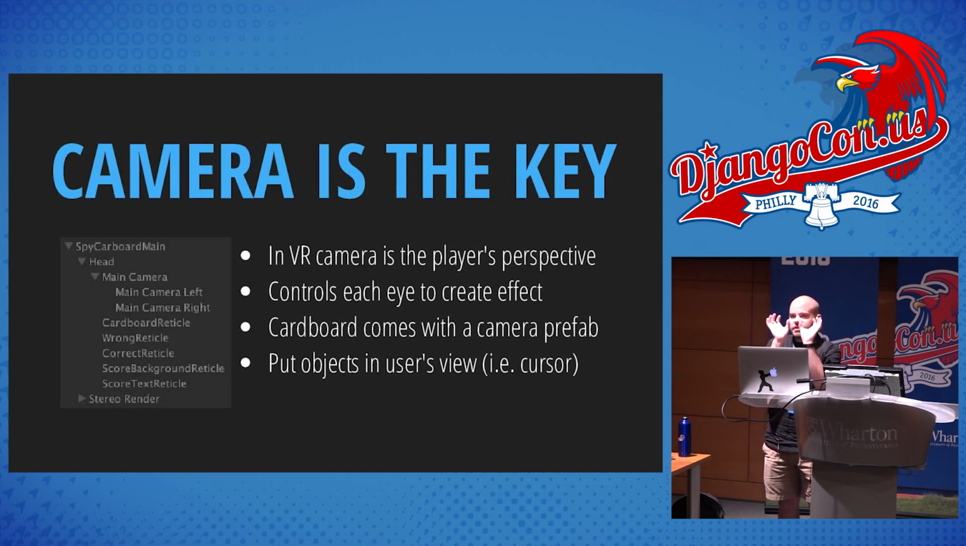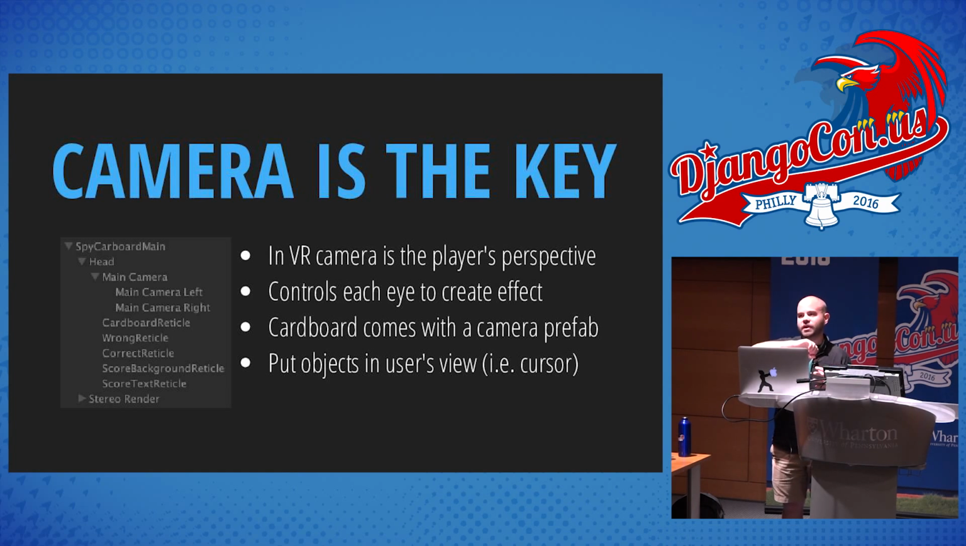Virtual reality works by just offsetting what each of those eyes are seeing to give a perception of depth in the virtual reality world. So Google Cardboard comes with this camera object that you just use in Unity. These pre-built objects are called prefabs. So there's this camera prefab that you can just use. And it's also key for if there's things in the UI that need to always appear in front of the user's gaze and where they're looking.